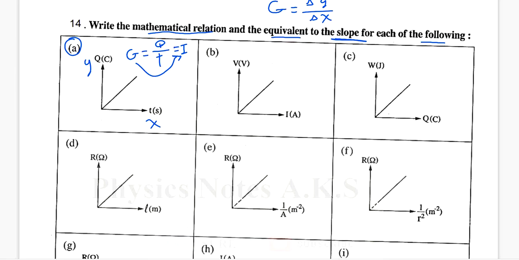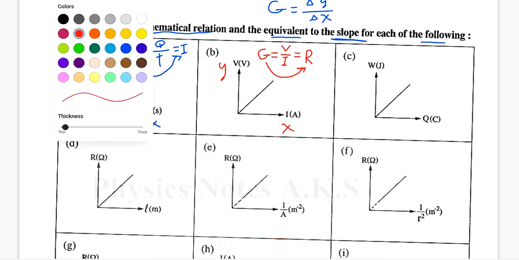Now let's go to part B. In part B, the y is the potential difference and the x is the current. So the gradient is y over x, which is V over I. Potential difference over current, we know from before, is the resistance. So the relation is V over I and the equivalent is resistance. So the gradient here represents resistance.